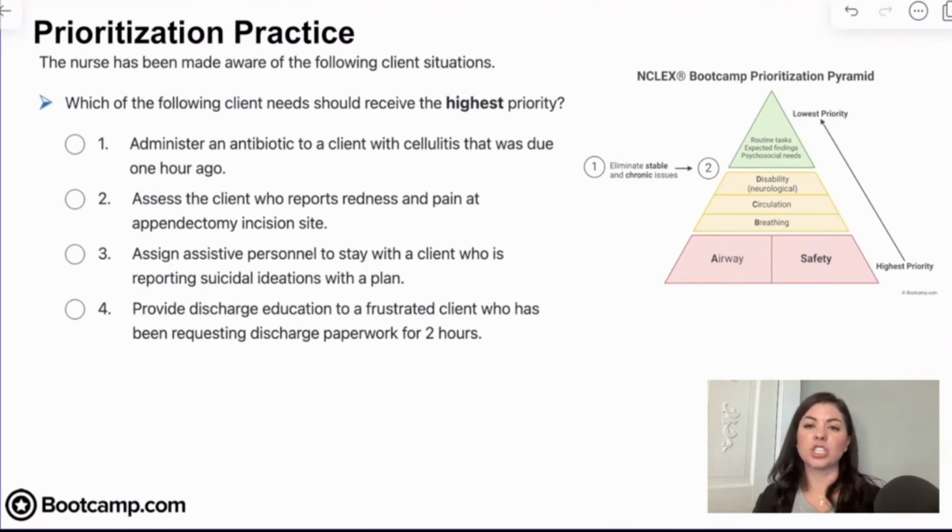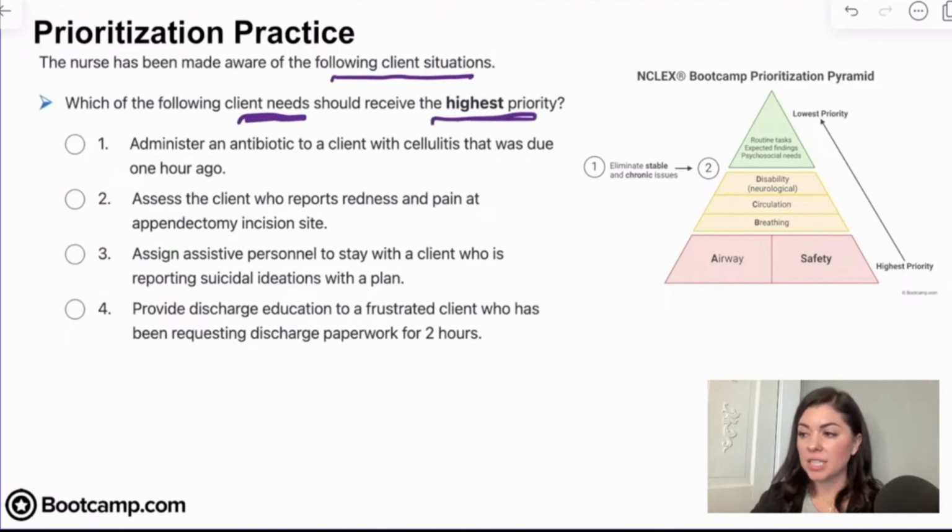So now let's shift gears just a little bit and go to another way that prioritization questions are formatted. This is another common method of prioritization question formatting where, instead of choosing the client that is the highest priority, we are going to try to find the task that is highest priority. So this question says, the nurse has been made aware of the following client situations. Which of the following client needs should receive the highest priority? So which need or task is most important for us to do?